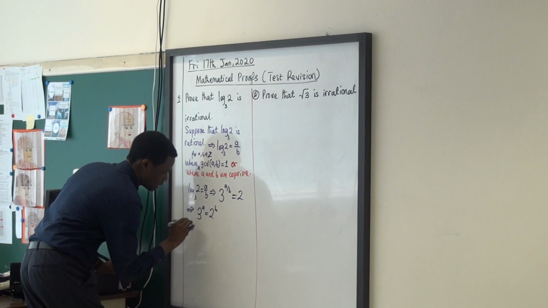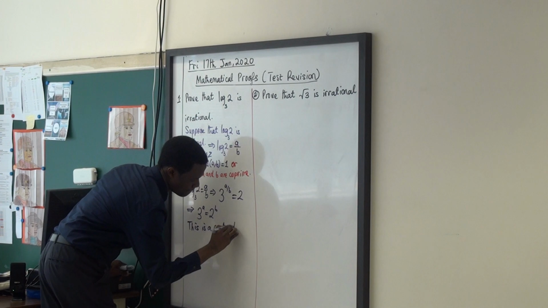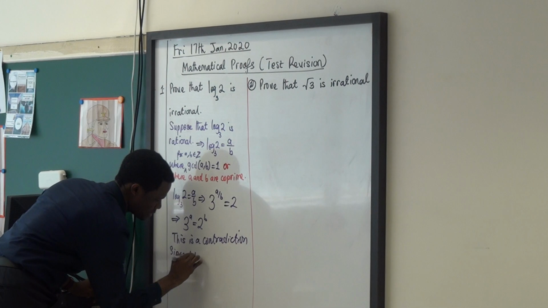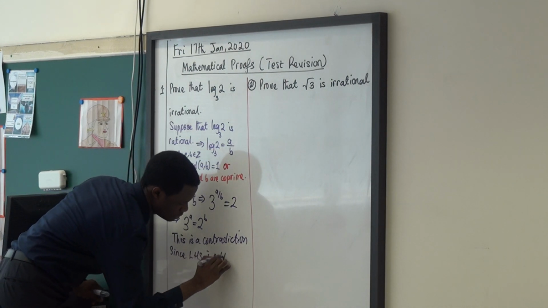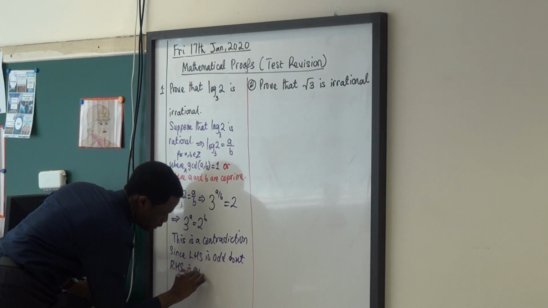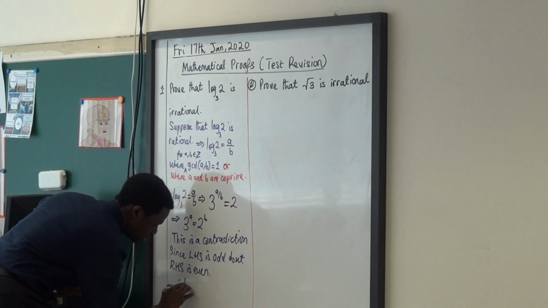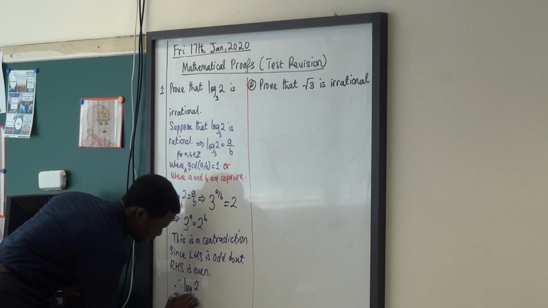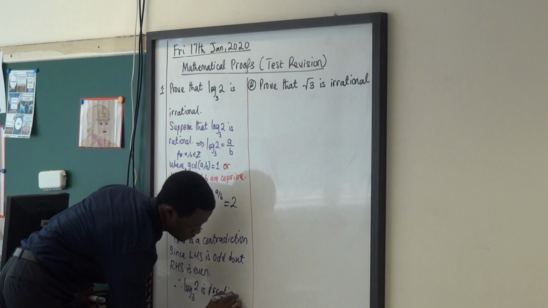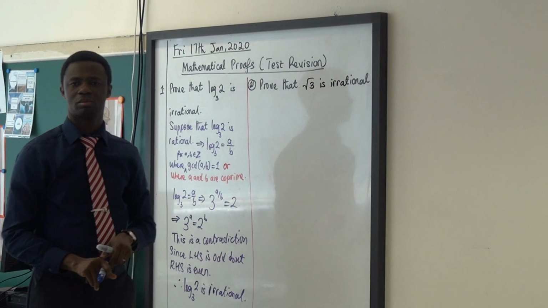This is a contradiction, since left-hand side is odd, but right-hand side is even. Now that you run into a contradiction, you say, therefore, log 2 to base 3 is definitely irrational. Okay? That's a contradiction.